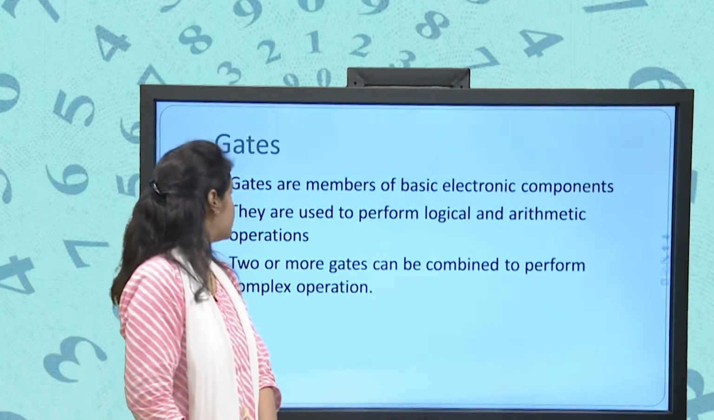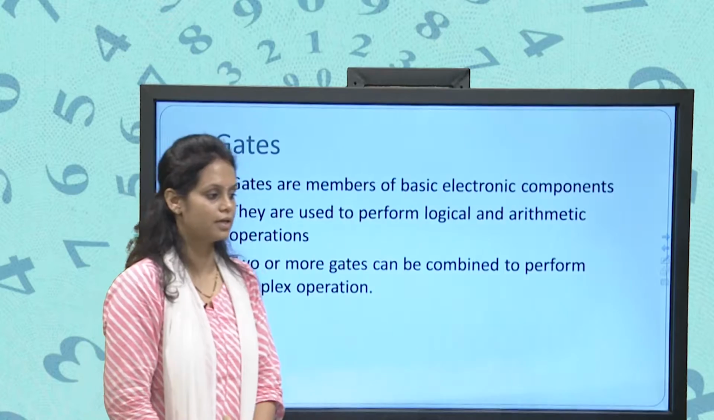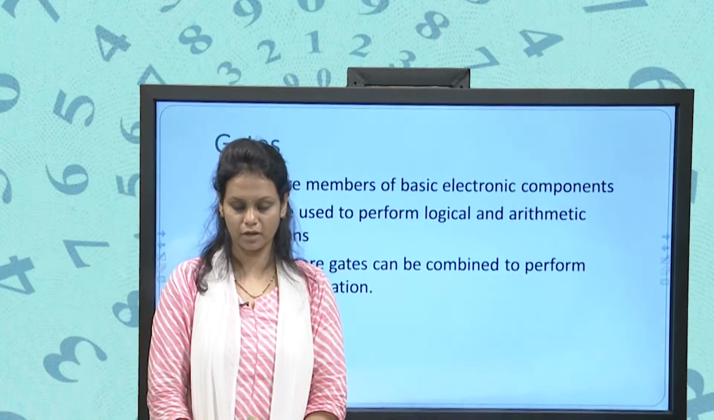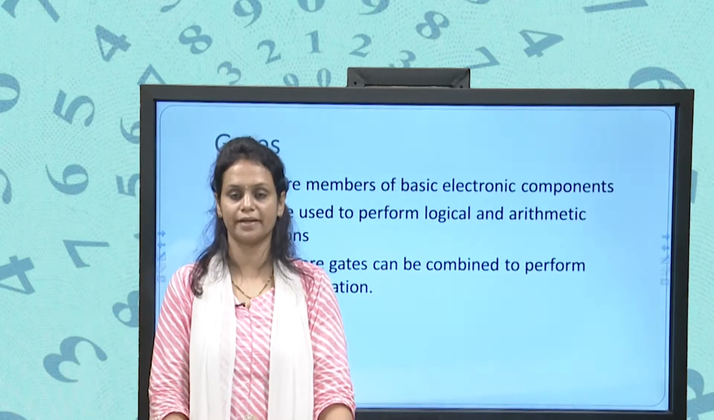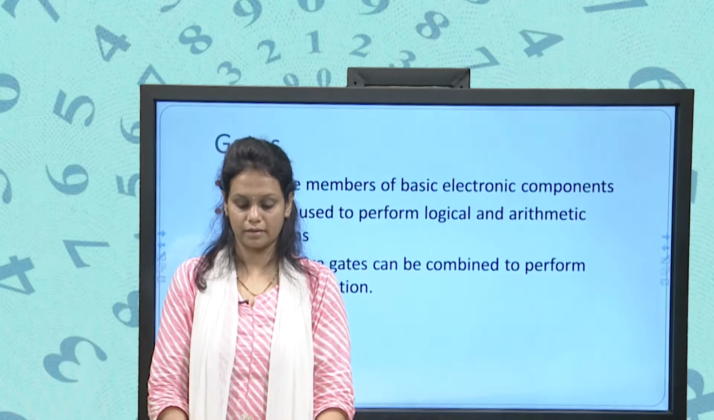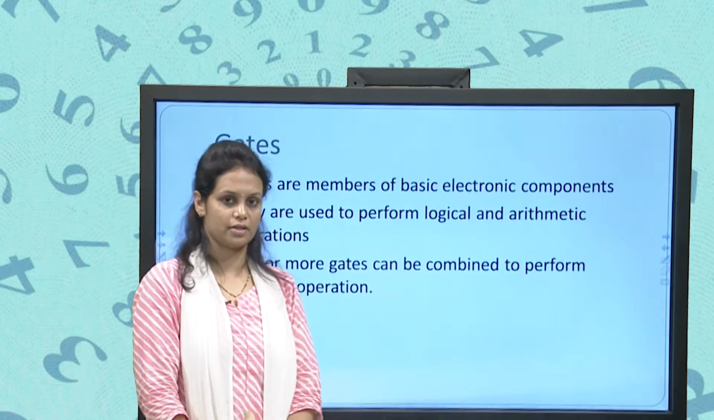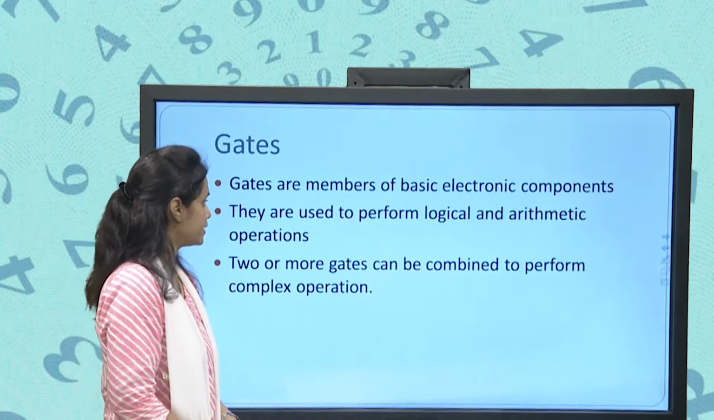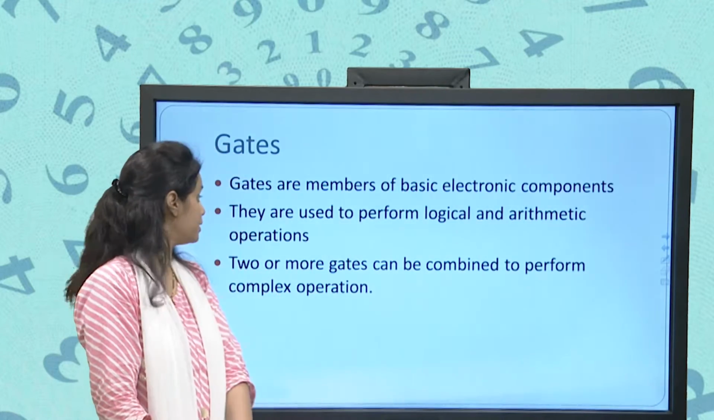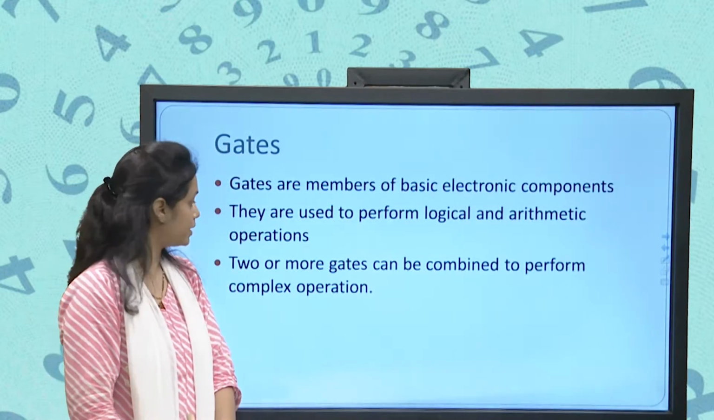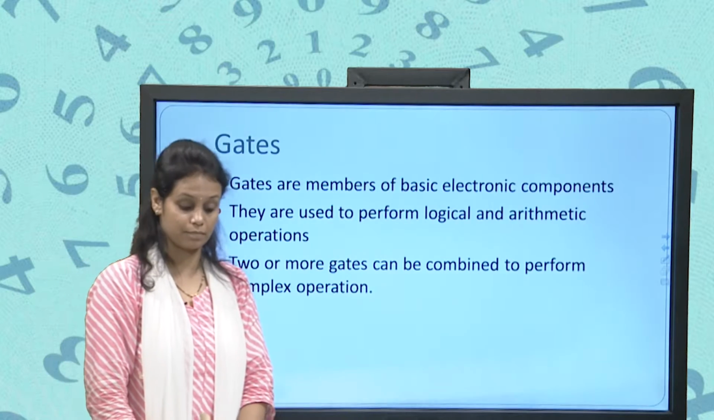In the last lecture, we have seen binary coded decimal and gray code. Now, in this lecture, we will see the introduction of the gates. What is the use of gates in digital electronics and computer organization? Fine. So, first of all, what are gates? Gates are the members of the basic electronic components. They are used to perform logical and arithmetic operations in the binary system.